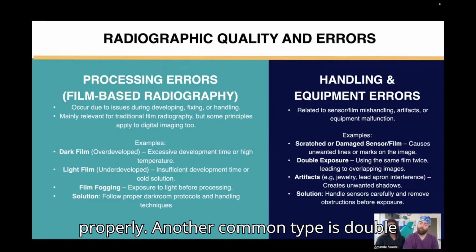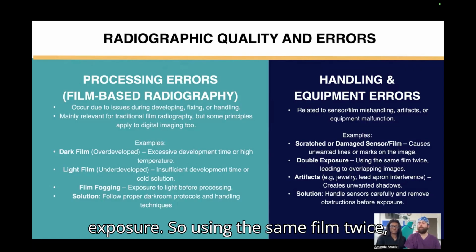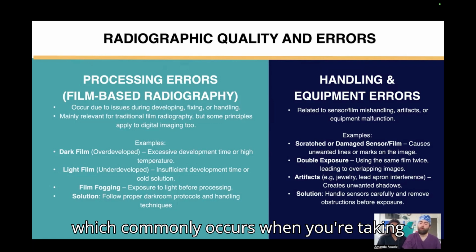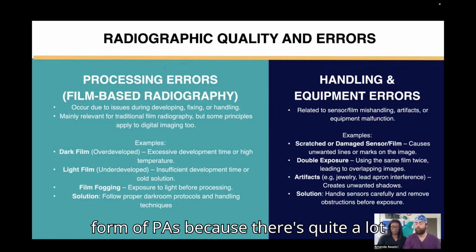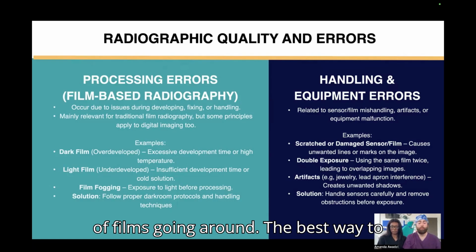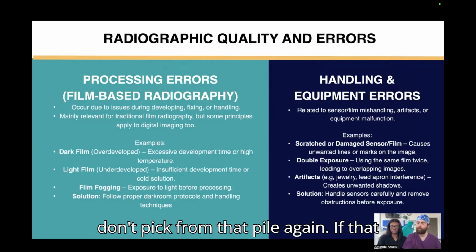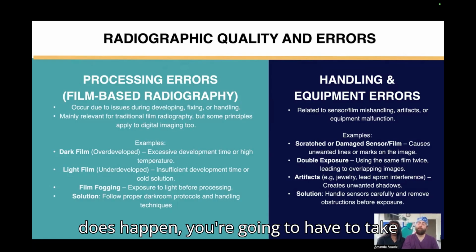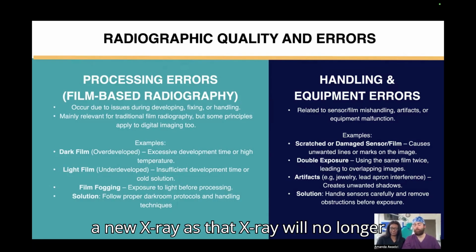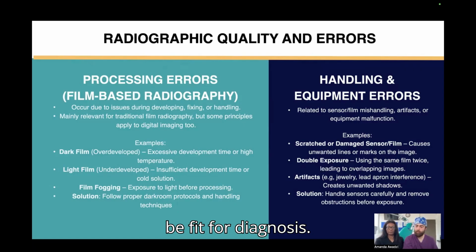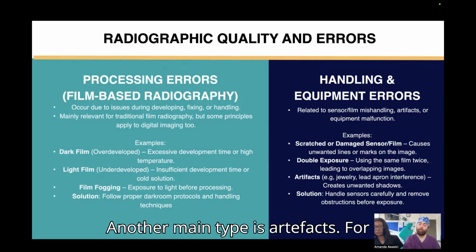Another common type is double exposure, so using the same film twice, which commonly occurs when you're taking full mouth periapicals because there's quite a lot of films going around. The best way to avoid that is just keeping the films you've used to one side to make sure you don't pick from that pile again. If that does happen, you're going to have to take a new X-ray, as that X-ray will no longer be fit for diagnosis.